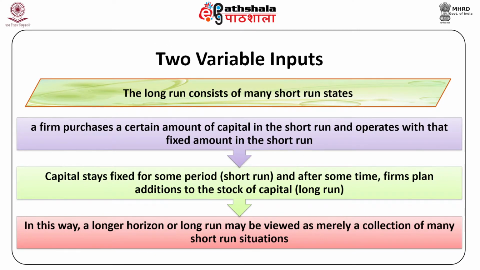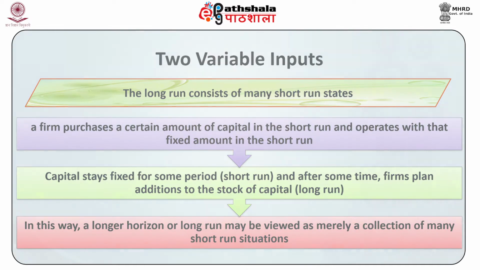Actually, the long run consists of many short run states. A firm purchases a certain amount of capital in the short run and operates with that fixed amount in the short run. Capital stays fixed for some period, the short run, and after some time firms plan additions to the stock of capital, the long run. In this way, a longer horizon or long run may be viewed as merely a collection of many short run situations.